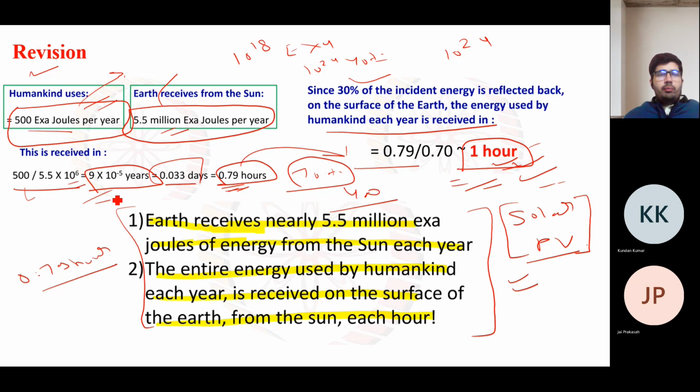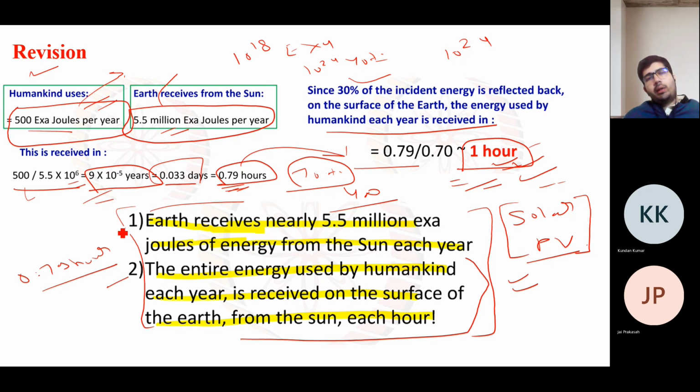The conclusion from these slides is that Earth receives nearly 5.5 million exajoules of energy from the sun each year, and the entire energy used by humankind each year is received on the surface of the Earth from the sun each hour. So these are some important data.